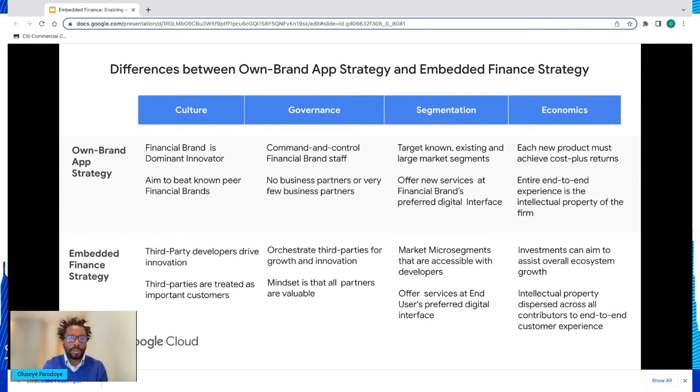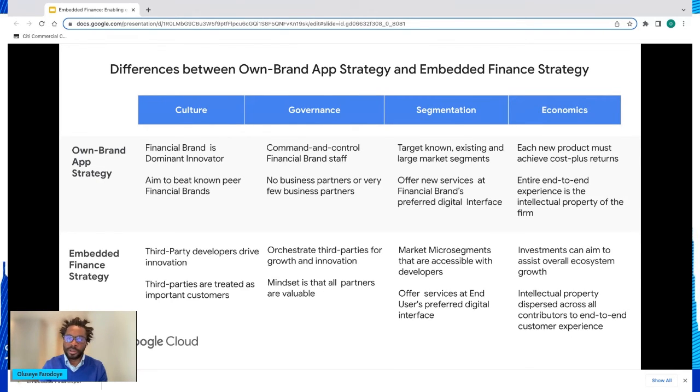Right now, innovation will be how do I build the best experience, usually via APIs, to ensure that third-party developers can build the best products for their customers. The economics also changes. So how do I ensure that the entire end-to-end experience, intellectual property stays within my brand? Now you're supporting IP and experiences outside of your own four walls.